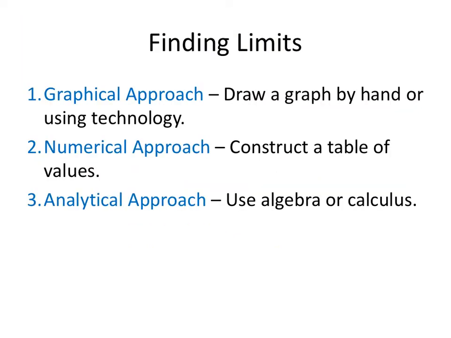Okay, we have three ways that we can find limits. We can do it graphically, by drawing the graph by hand or using technology and looking at what's happening as we approach that a value and see where it's going. We can use the numerical approach, which is constructing a table of values, much like we did with finding our instantaneous velocity. And we can use an analytical approach, which means we're going to be using algebra or calculus.